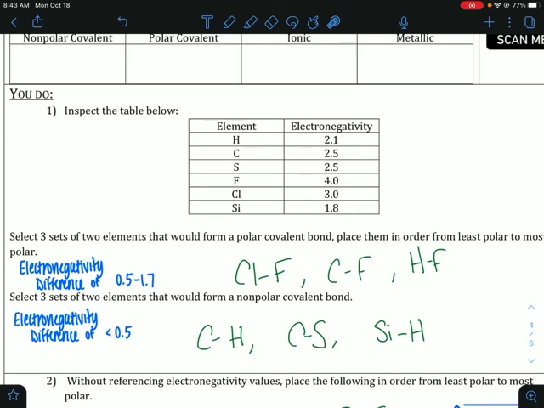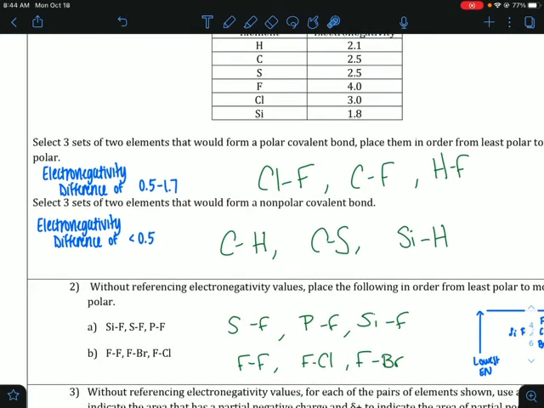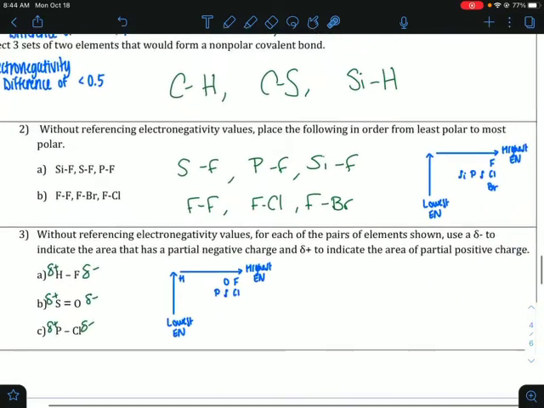On the opposite side here, select 2 elements that would form a non-polar covalent. So that is anything less than 0.5. Looking at C and F, that's about 0.4. Looking at C and S, that is 0. And S, I, and H, okay? These ones just ask for non-polar covalent, not in any specific order, okay?